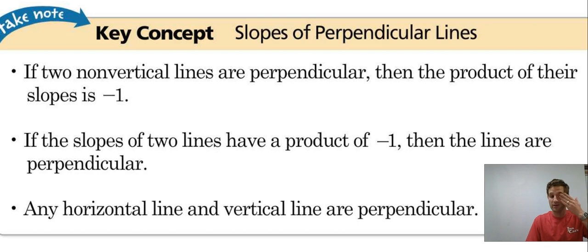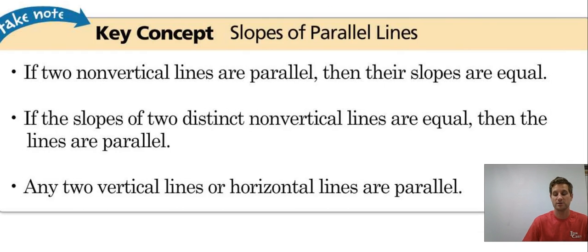Okay, so everything that you see here you're going to write in. I think it takes up pretty much the whole screen, but for slopes of perpendicular lines, I always like to highlight these top parts and then bullet point these underneath. If two non-vertical lines are perpendicular, then the product of their slopes is -1. So if I take the slopes of two perpendicular lines and multiply them, I'd get -1. If the slopes of two lines have a product of -1, then the lines are perpendicular. That's pretty much the same thing. Any horizontal and vertical line are perpendicular.